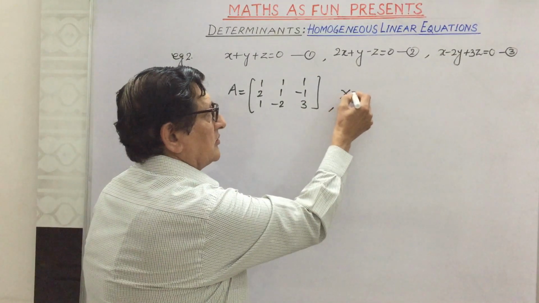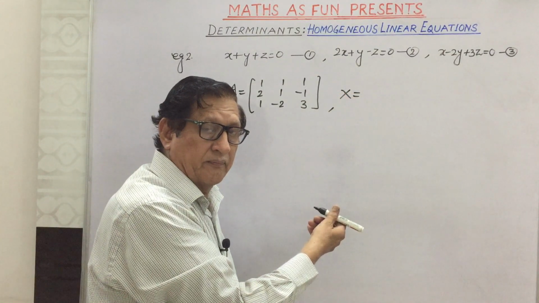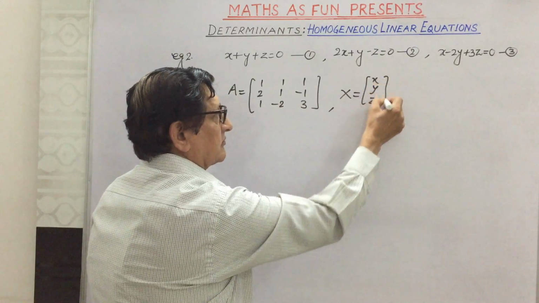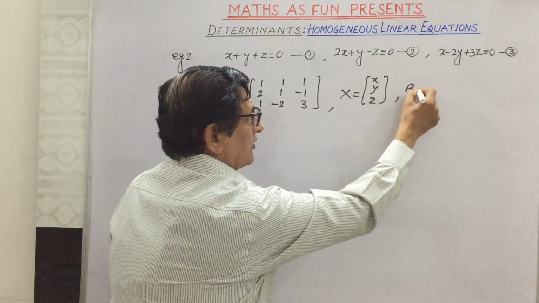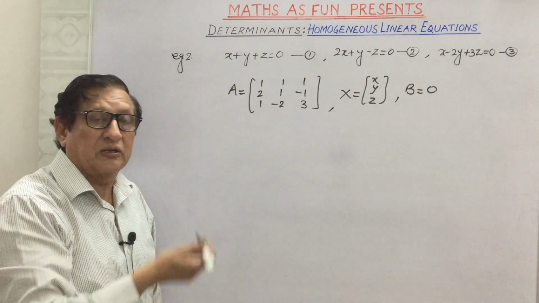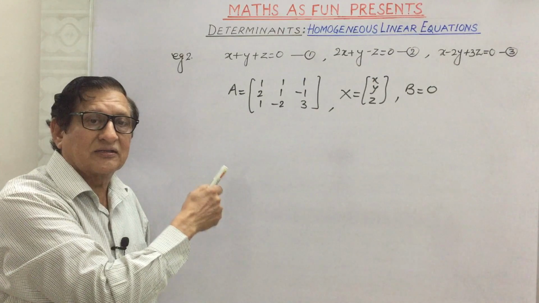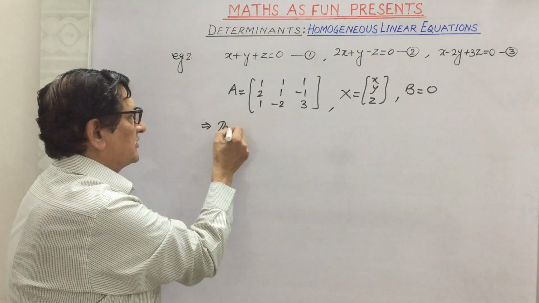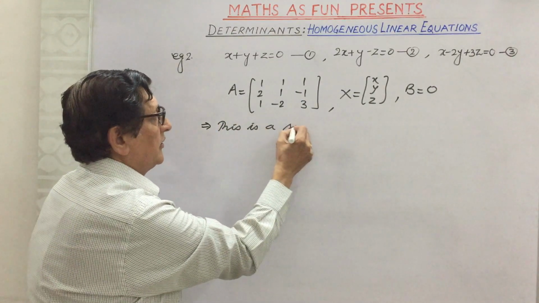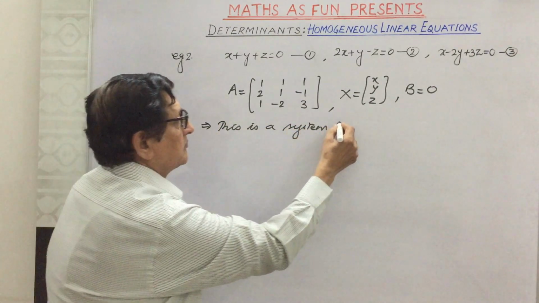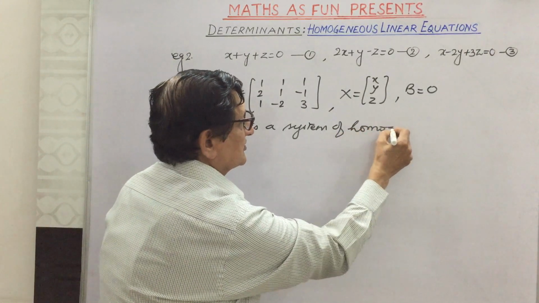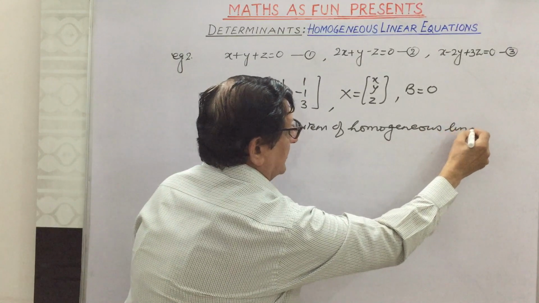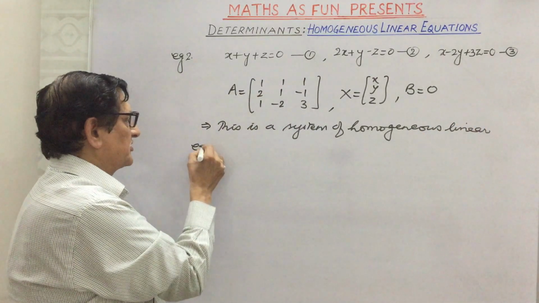X, the matrix of variables, that is x, y, z. And b here also we are finding 0. It means we can say that this is a system of homogeneous linear equations.